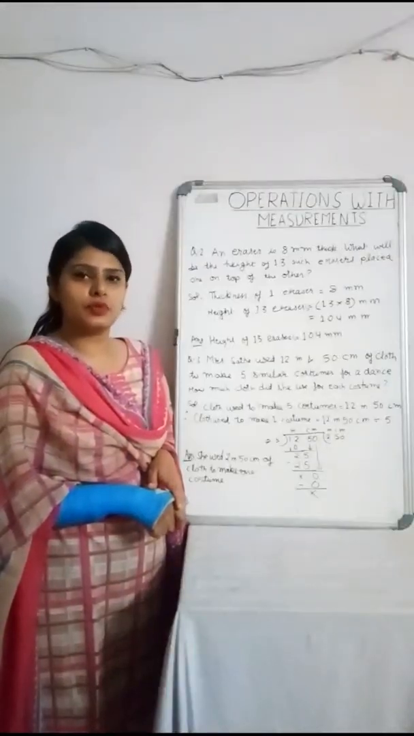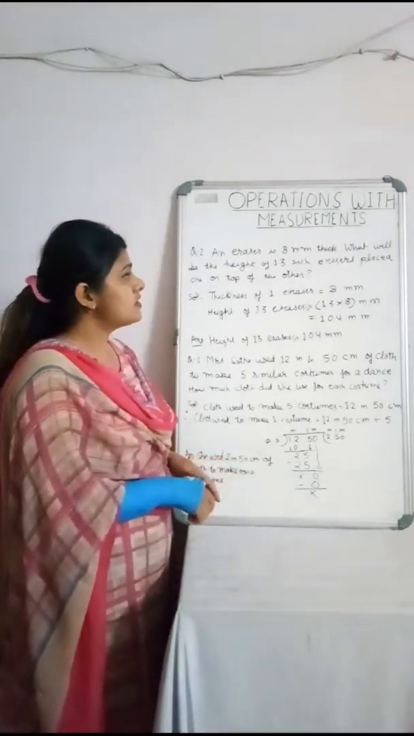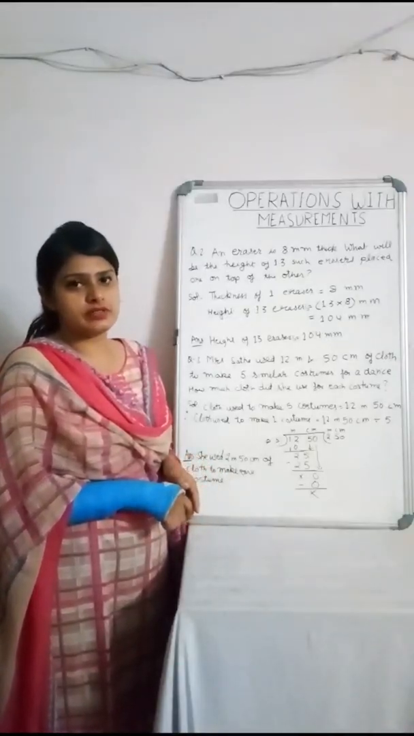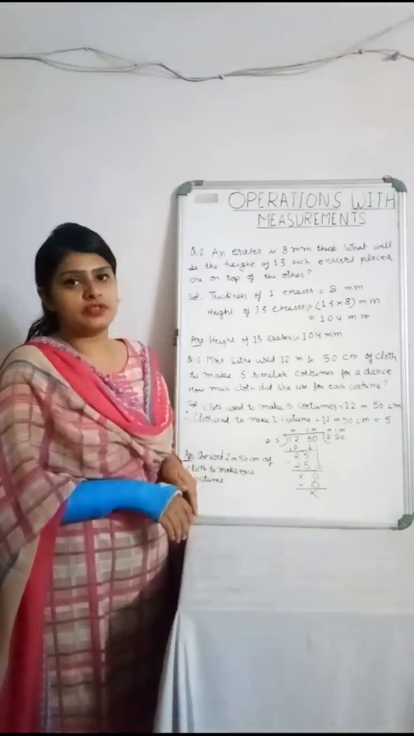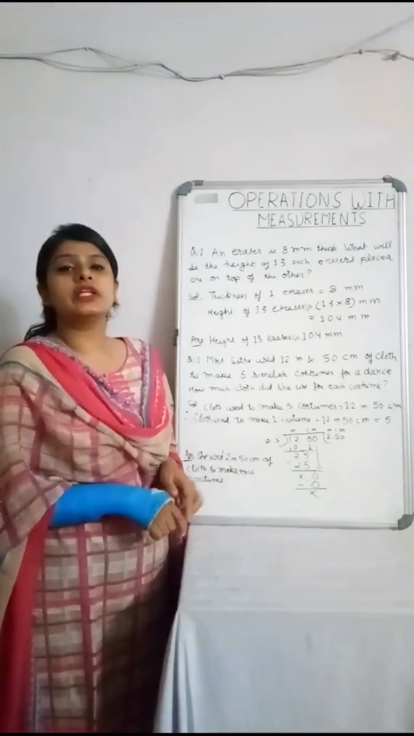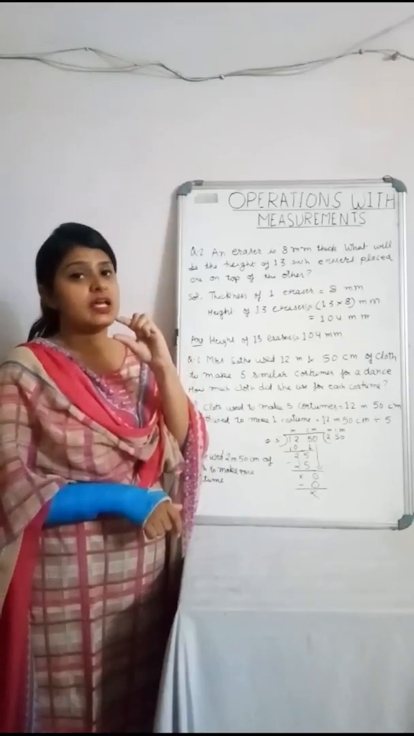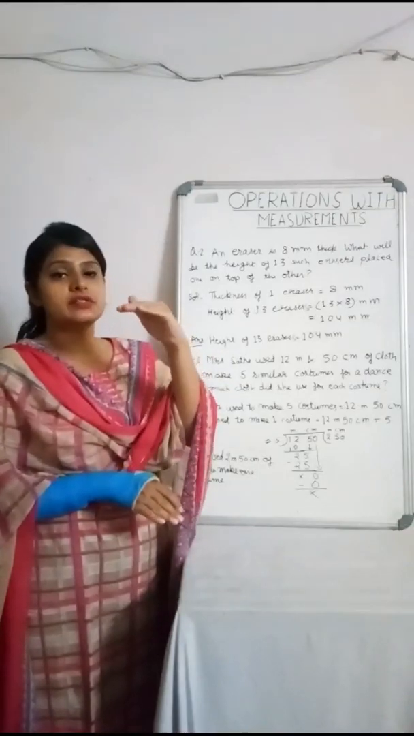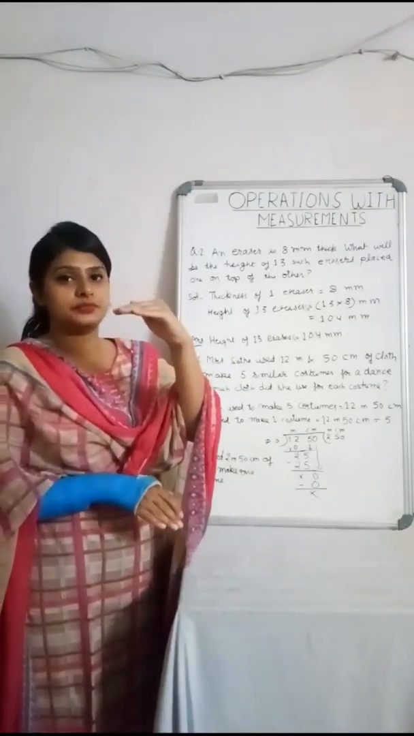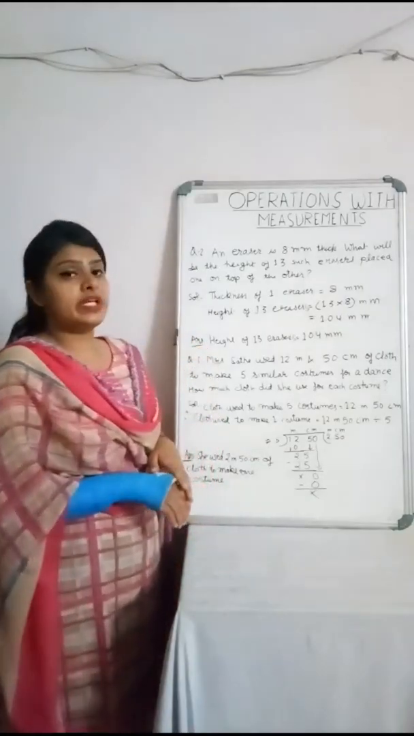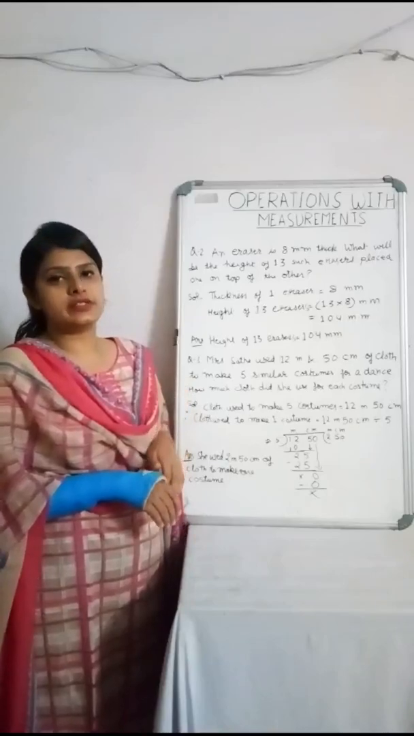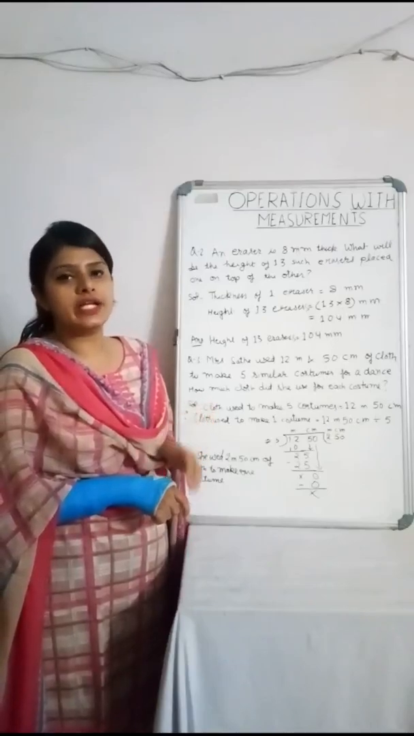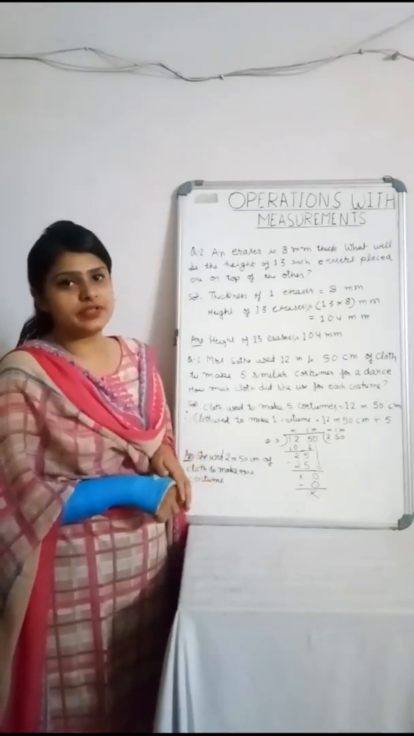Now we proceed to question number 2. An eraser is 8 mm thick. What will be the height of 13 such erasers placed one on top of the other? Here we are given the thickness of one eraser, that is the height of one eraser, and we have to find the height of 13 erasers kept on top of the other. So height of one eraser will be less and the height of 13 erasers together will be more. That means we can add 8 13 times or we can multiply 8 by 13.